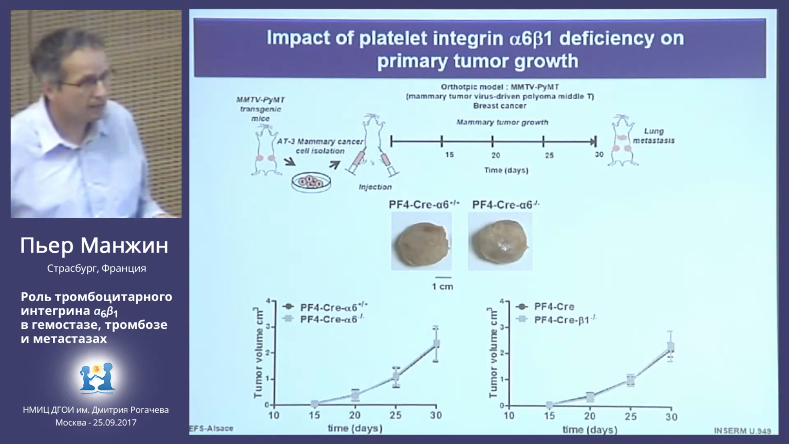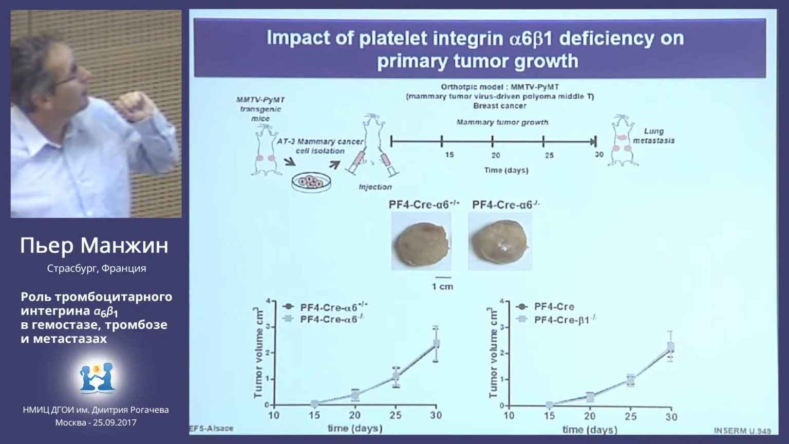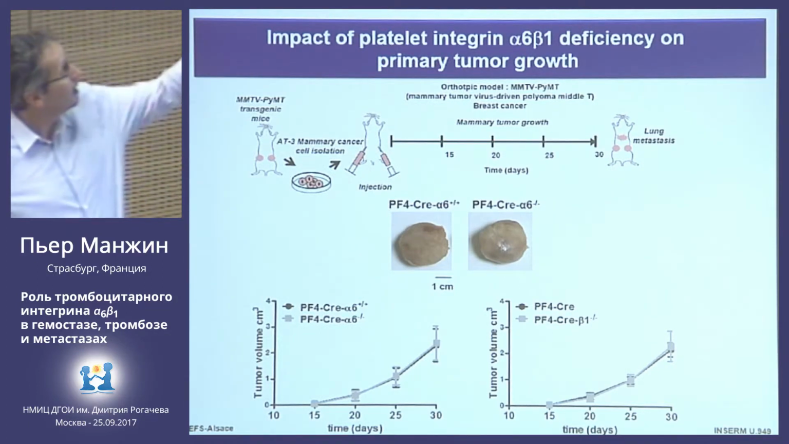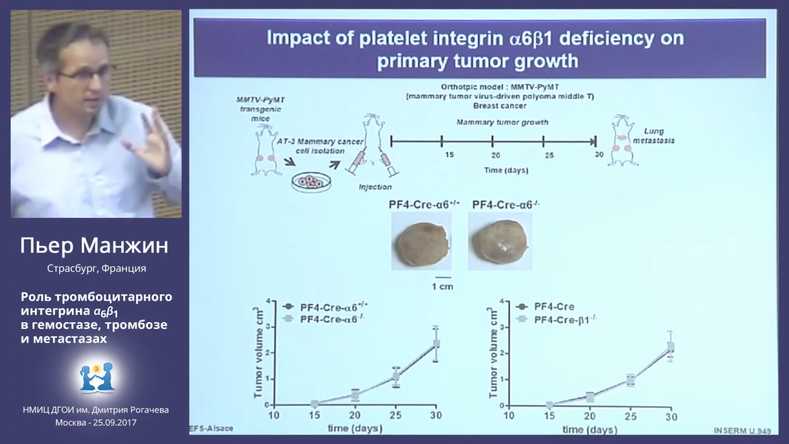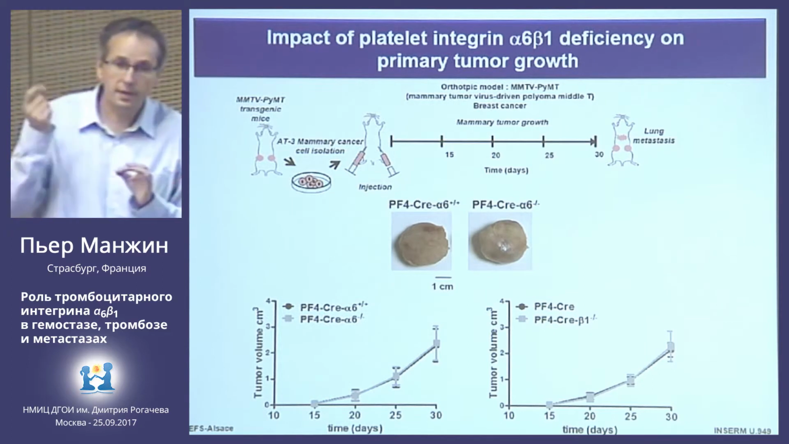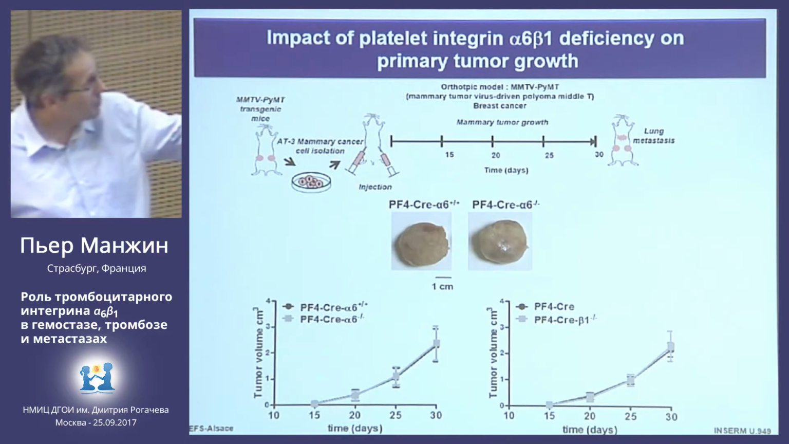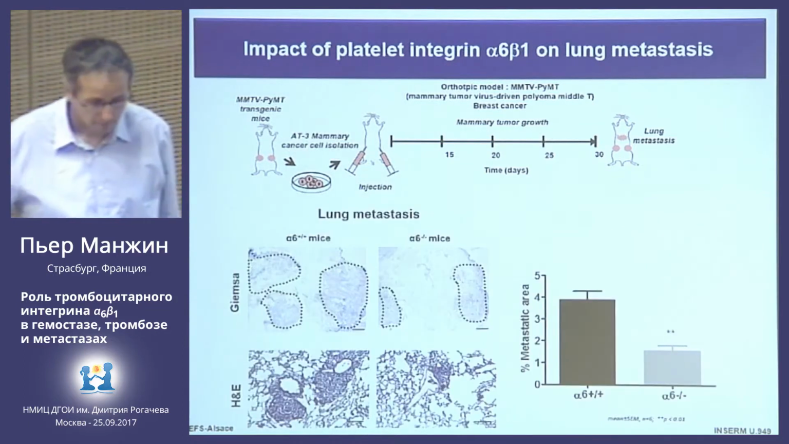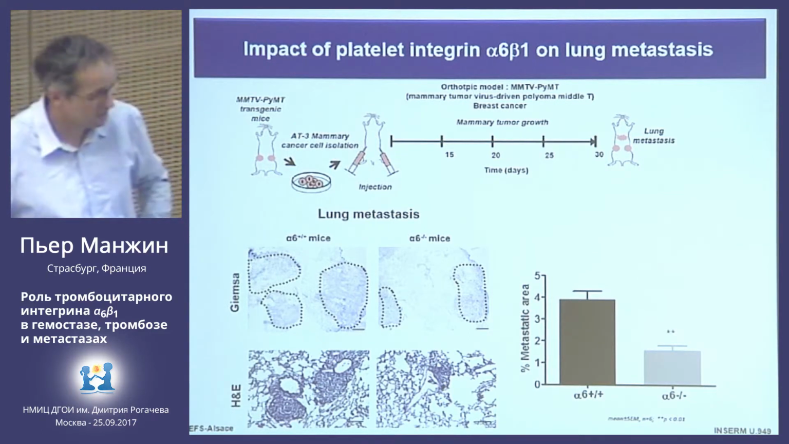We then moved to a model that might be a bit more relevant. This is a spontaneous model. In this model, we used 8.3 cells, isolated from an MMTV-PyMT transgenic mouse, and injected them in the mammary fat pad of 8-week-old female mice. What is interesting in this model is that you form primary tumors that will then spontaneously metastasize to the lung. We first followed the tumor growth over time, and we observed no difference between alpha-6 beta-1 deficient mice and their controls. So no effect on primary tumor growth. However, when we looked at lung metastasis, we observed a clear decrease in tumor metastasis in the alpha-6 deficient mice by Giemsa staining or by hematoxylin eosin staining. This was significant.